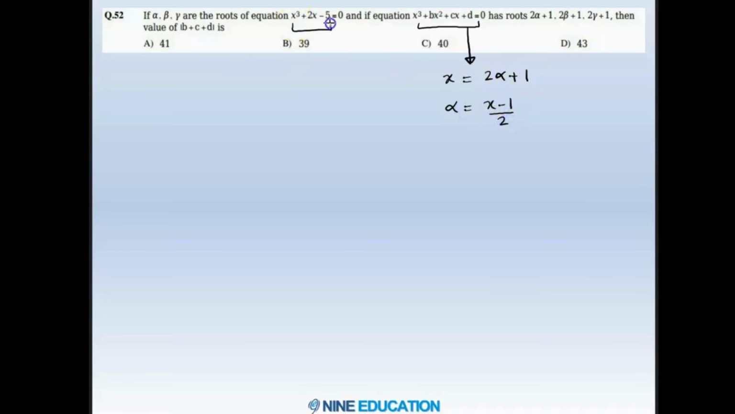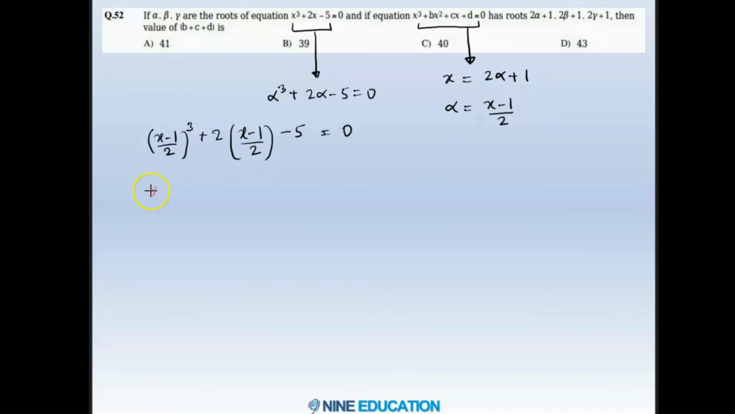Now coming to this cubic equation, it is given that alpha, beta, gamma are roots of this. So definitely alpha must satisfy it. So I can say alpha cube plus 2 alpha minus 5 must be equal to 0. Now putting the value of alpha here, I can say it is x minus 1 by 2 whole cube plus 2 times x minus 1 by 2 minus 5 is equal to 0. Now 2 and 2 is getting cancelled, and here we have x minus 1 whole cube.